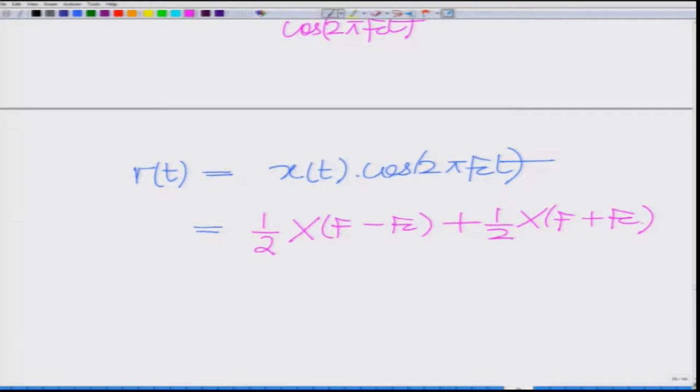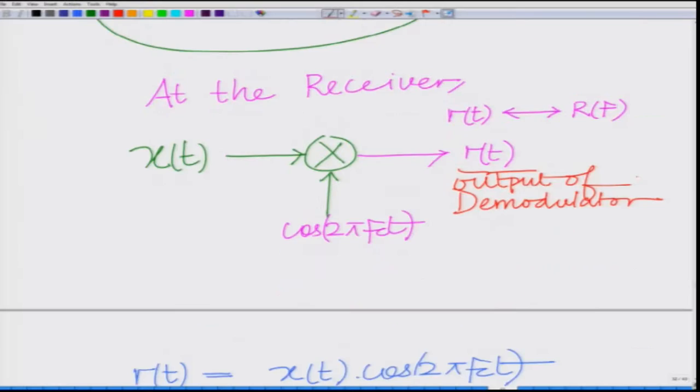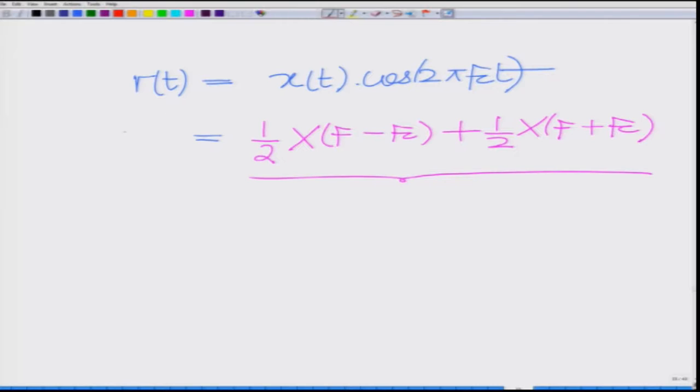Now, substitute for Xf. If we call this equation 1, equation 1 tells us that Xf is half Mf minus fc plus half Mf plus fc, into Hf. Substitute that spectrum expression for Xf in this expression for the spectrum of rt. By the way, this is Rf, the spectrum of the output of the demodulator.